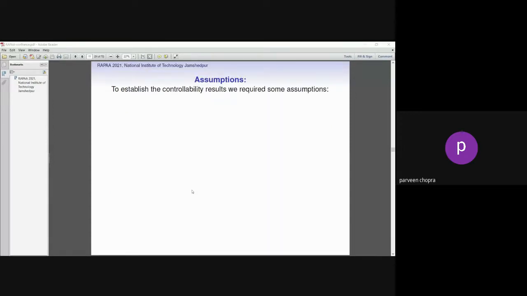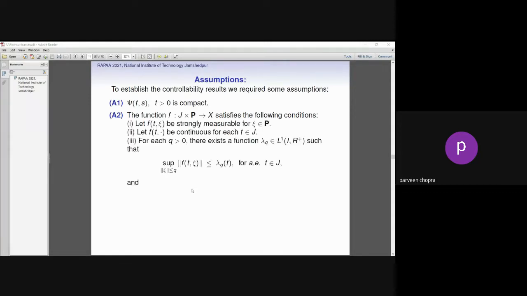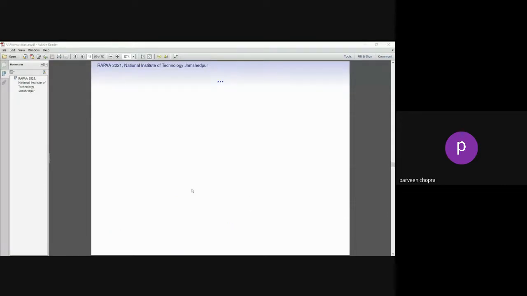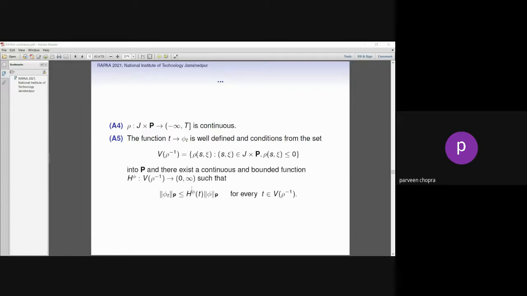Now, to establish the controllability result, we require some assumptions. First, A1: the evolution operator is a compact operator. The function F satisfies the following conditions: F is strongly measurable, F is continuous, and F, a function defined from J cross phase space P to X, is continuous and uniformly bounded. The A4 assumption is that rho is continuous and the function t to psi t is well defined, with the condition from V of rho inverse 2 being this.